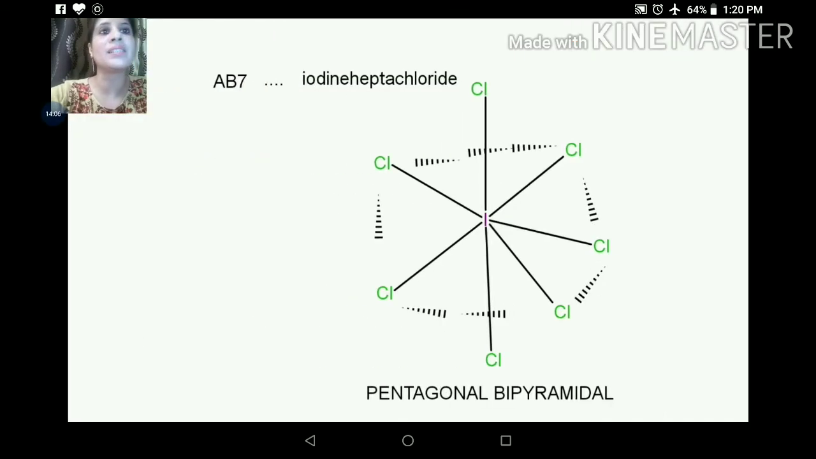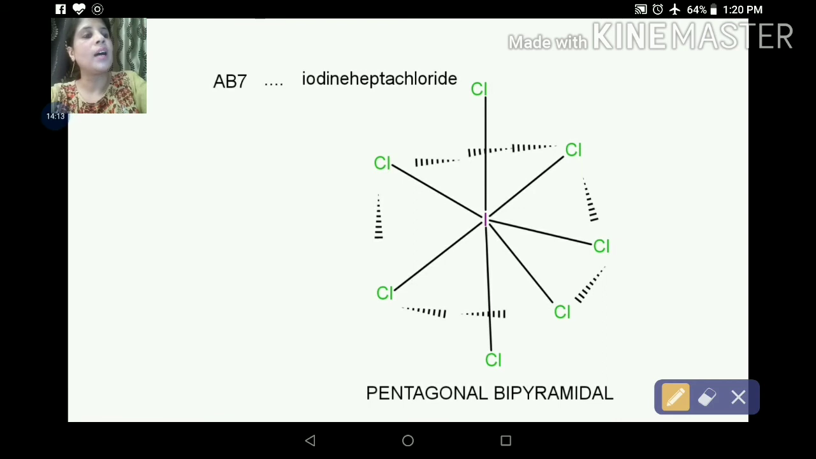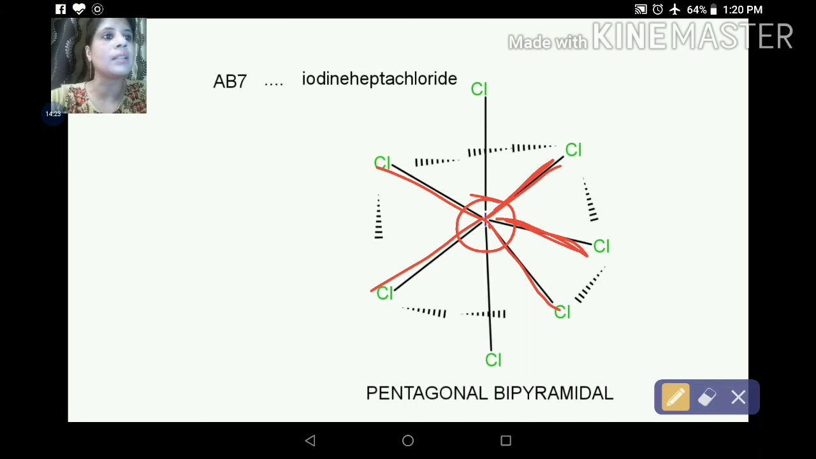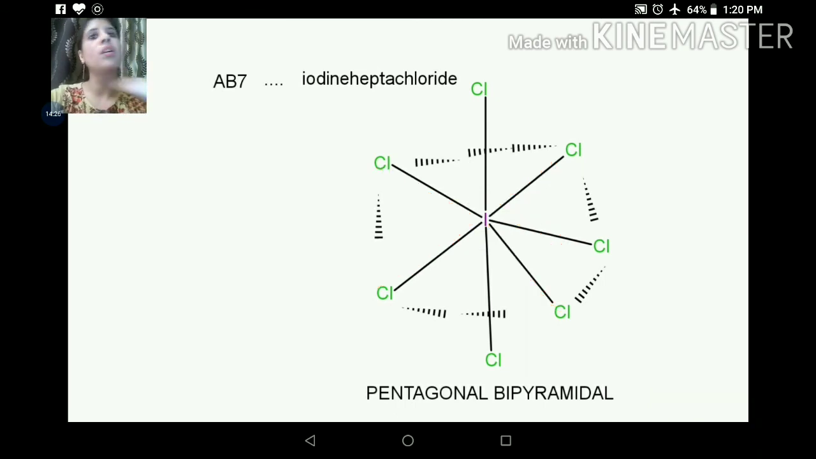Let's see one example. The best example here is iodine heptachloride. We know that iodine is central. Iodine has 7 valence electrons, therefore it will make 7 bonds, out of which 5 bonds, 1, 2, 3, 4, 5, are in the plane, and two bonds have moved out of plane.